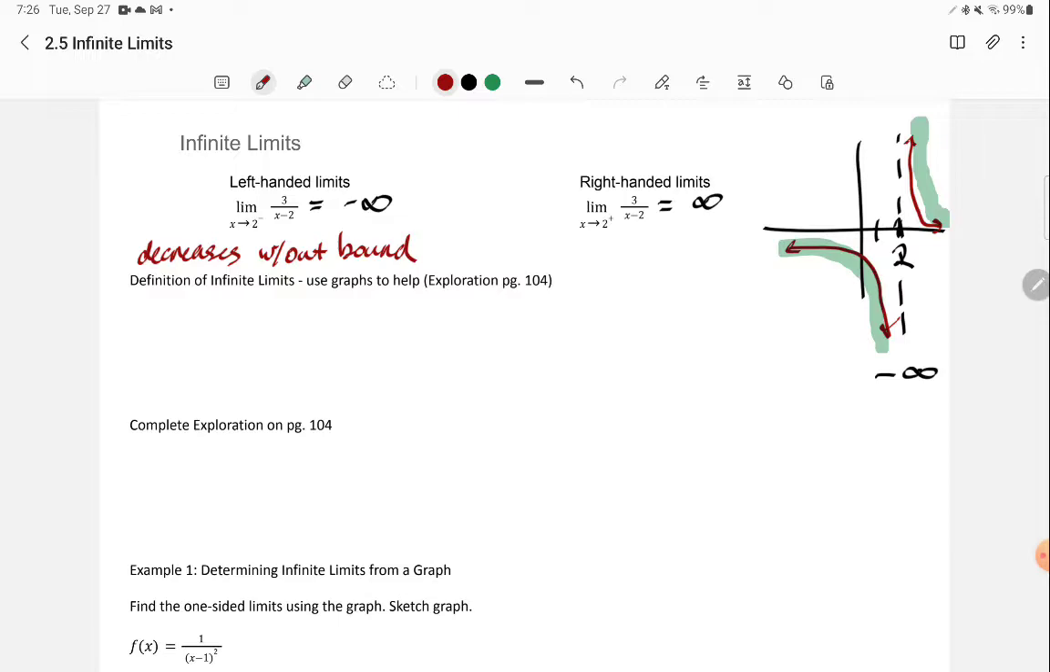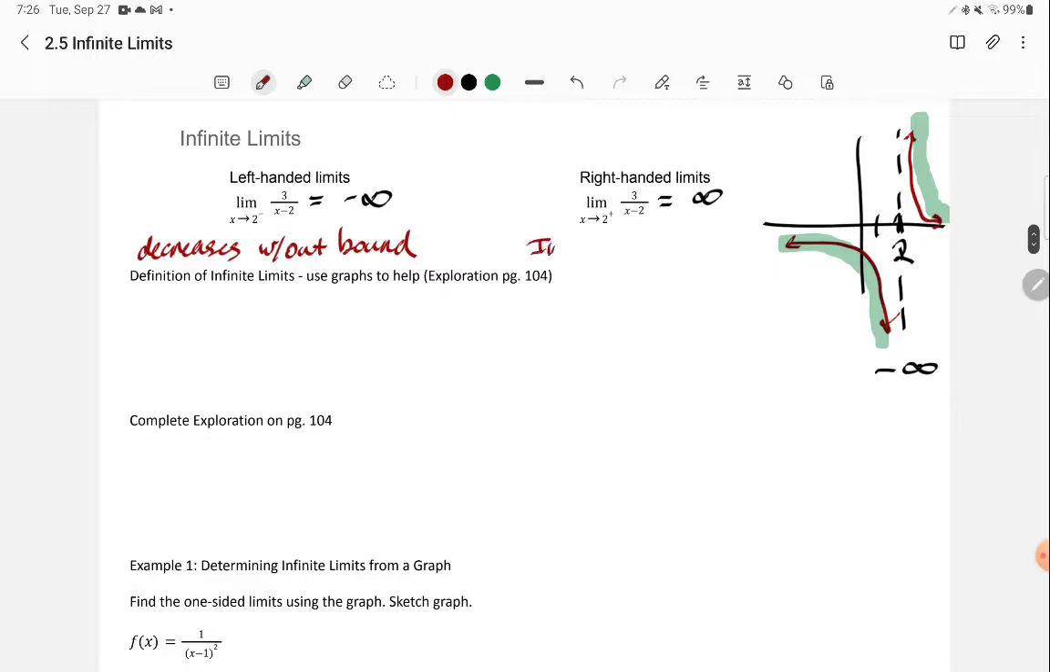And that should sound familiar because before we've talked about unbounded behaviors. That would constitute that it's discontinuous, talking about the continuity of a function. And then on the right-hand limit, we would say that it increases without bound.